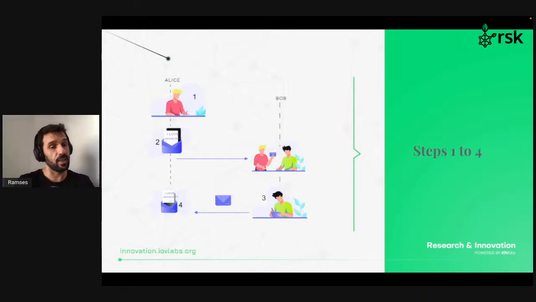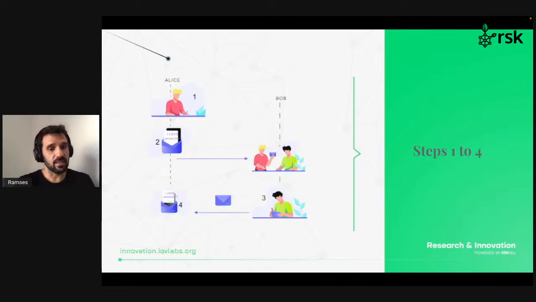Bob, without opening the envelope, signs it and sends it to Alice. Alice, the only thing she needs to do is open the envelope, and what she gets is her message with a signature coming from Bob, or the election center, or a bank, or whatever.